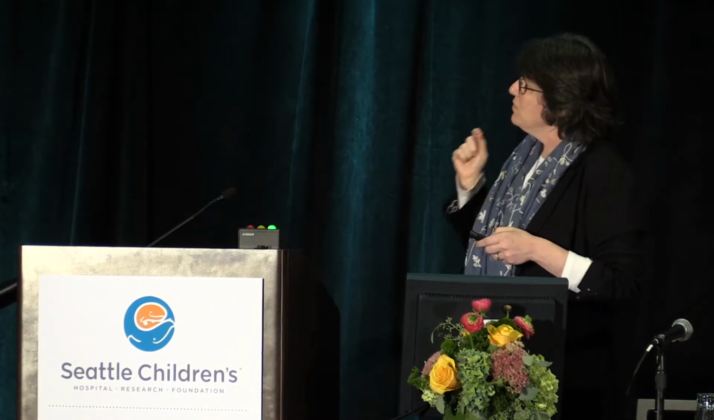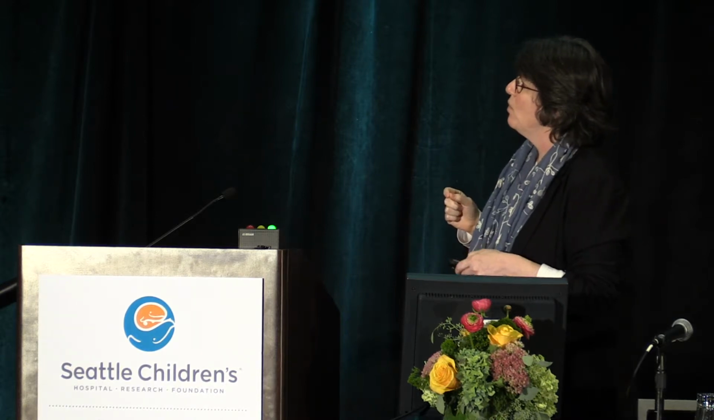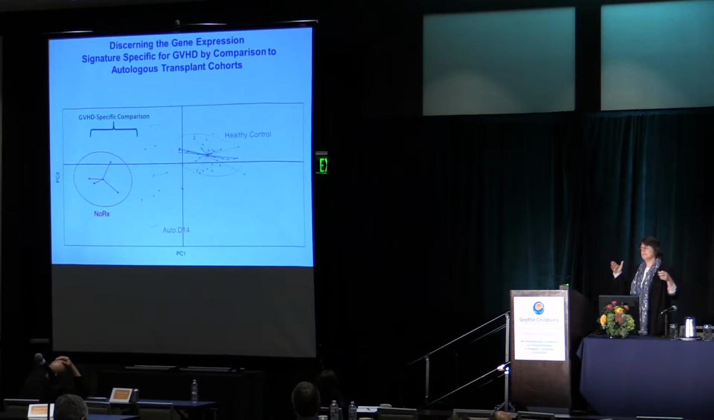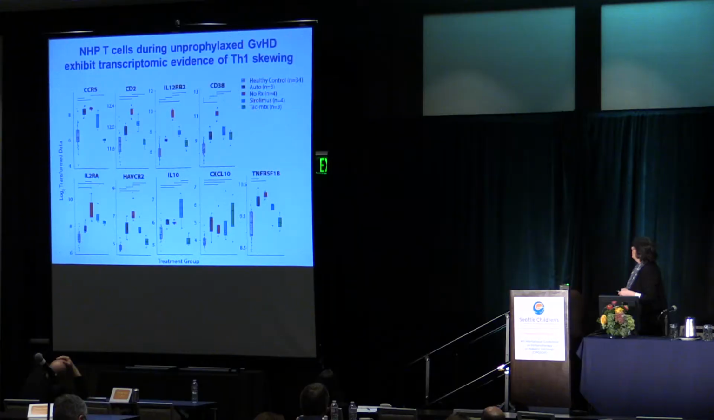And to do this, it was very important to use a comparison not of the no-Rx cohort to healthy controls, because remember that during transplantation, not only do you have alloreactivity, but you have homeostatic proliferation. So it was very important to take that homeostatic T-cell activation out of the picture. And we did that by having an autologous transplant control. So all of the next comparisons I'll show you will be between animals that were undergoing an alloreaction versus animals that were post-transplant but had no alloreaction.